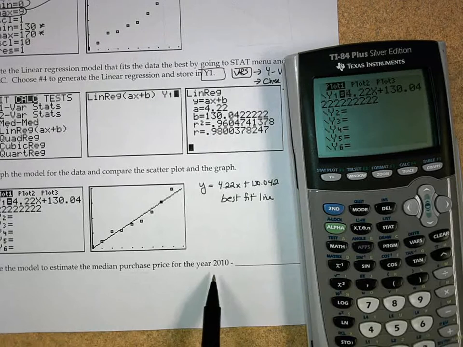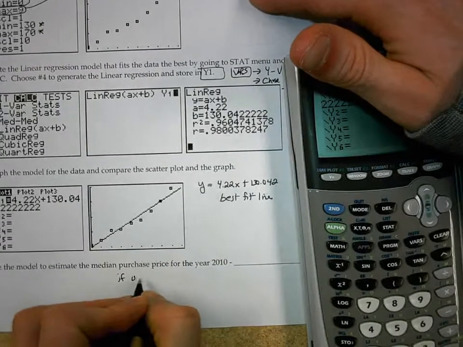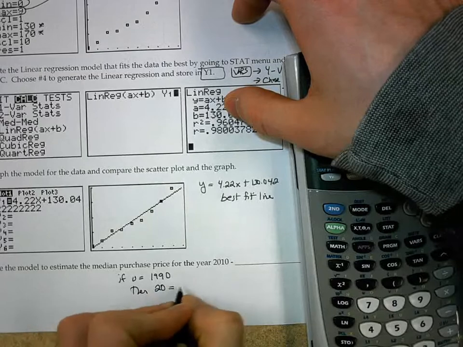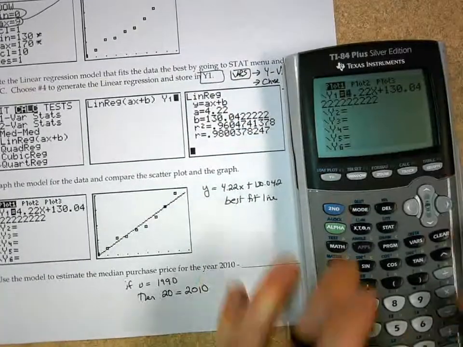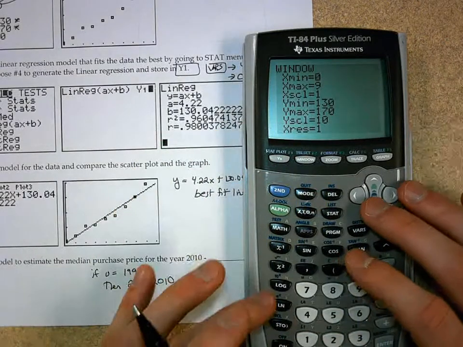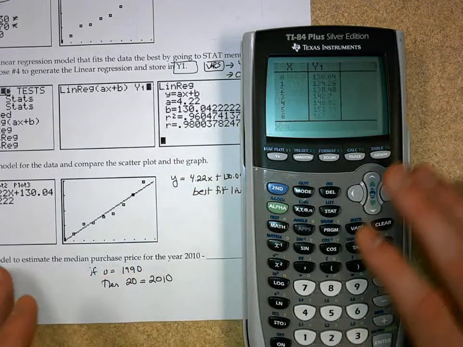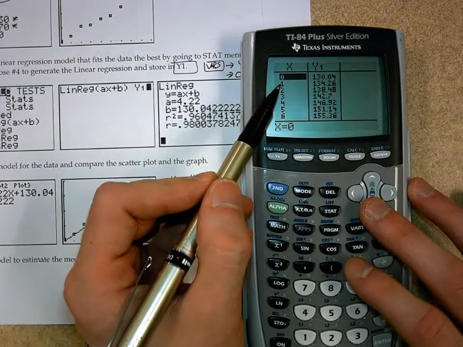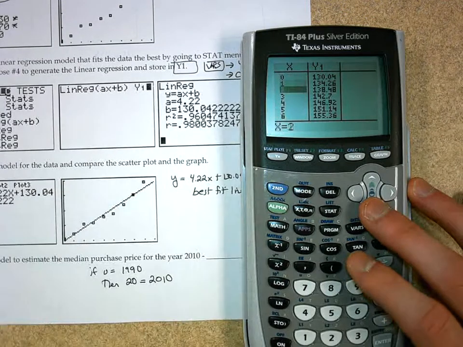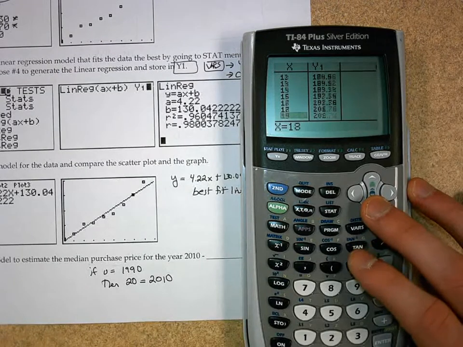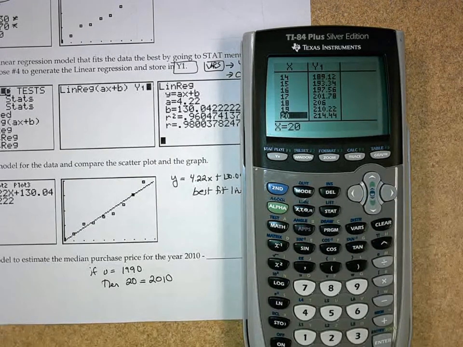The question that I'm asking is, what is the median purchase price in the year 2010? Well, I know that if 0 is equal to 1990, then 20 is going to equal 2010. So I'll go to my table and choose my table setup to start at 0 and the change of table being 1. Remember, 0 is 1990, 91, 92, 93, 94. There's the year 2000. And if I head down all the way to 20, that is the year 2010.